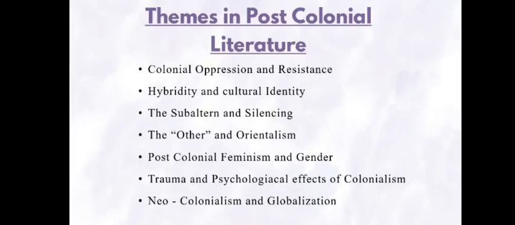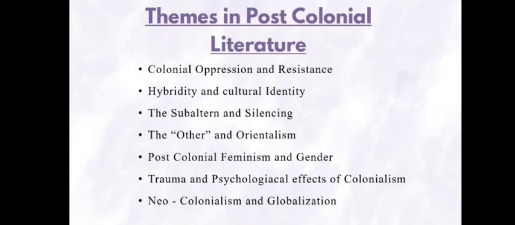Coming to the next part, Postcolonial Feminism and Gender, which examines how colonialism and patriarchy intersect, often highlighting the struggles of women in postcolonial societies. Example, Sula by Toni Morrison, where it addresses the legacy of slavery and racial oppression in America.